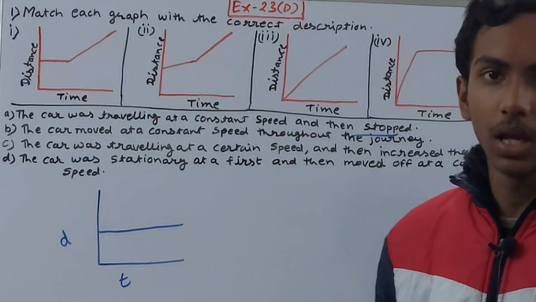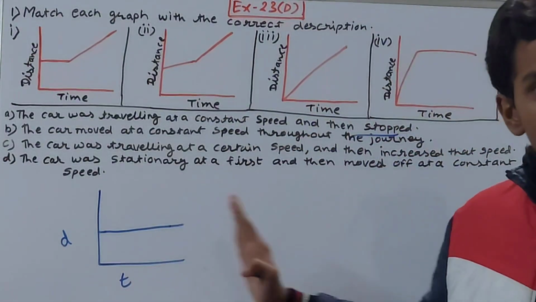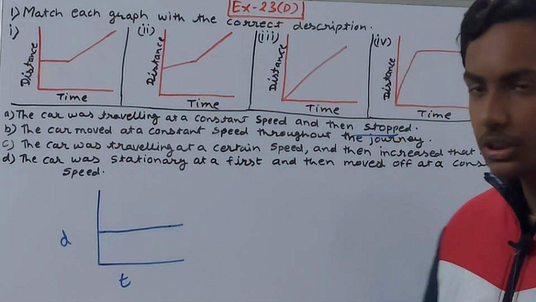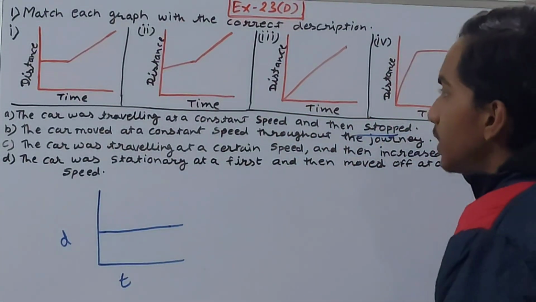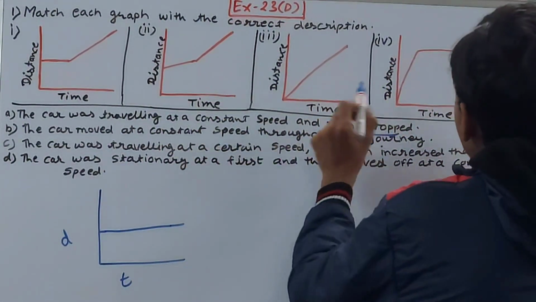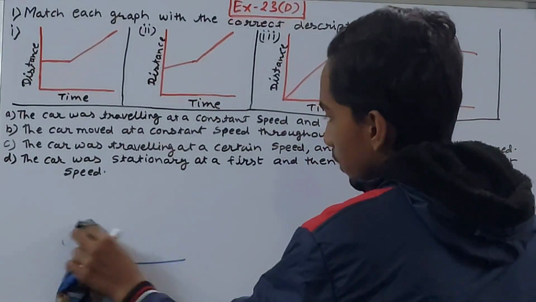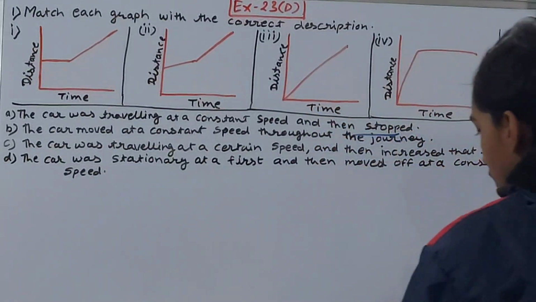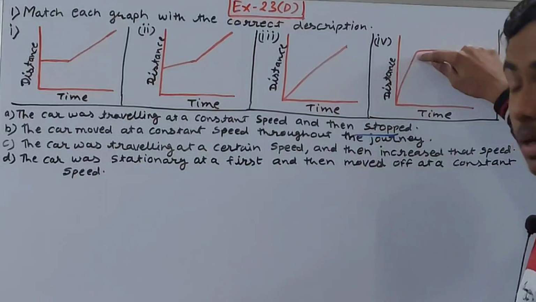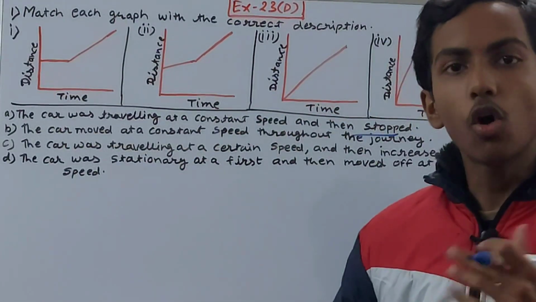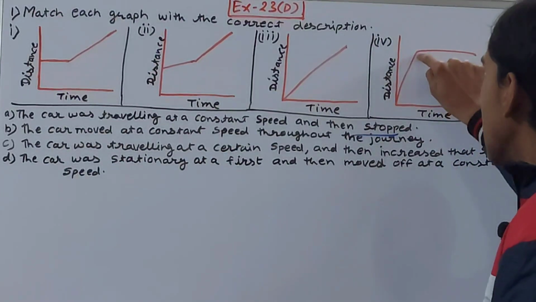It is not moving. Why? Because whatever distance is here, the same distance it has traveled after a certain period of time. The distance has not changed, it is at the same distance, so that means it's not moving. So you can see here in graph number 4, first of all, the car is moving with uniform speed. You can see the distance is going up, so it means it is moving with a constant speed.